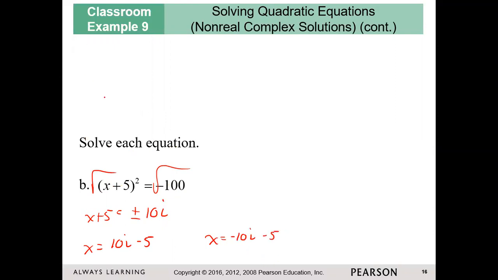So this was still a degree 2 equation, which means we're still expecting to get at most 2 solutions. And we ended up getting 2 solutions. They're just non-real. They're complex solutions. So don't think that, if you have this negative here, if it's not factorable, that there's not going to be a solution.